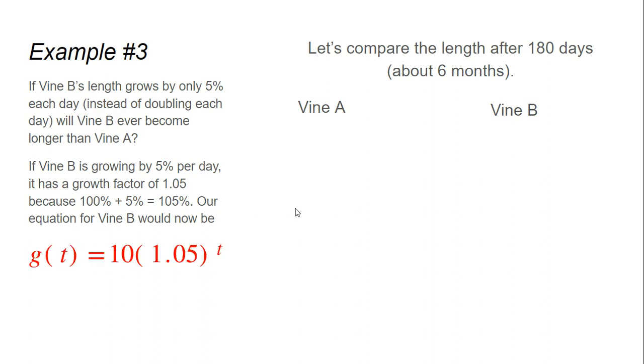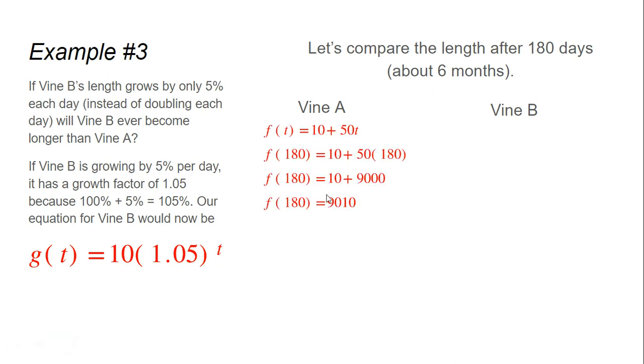So our equation for B, rather than 10 times 2 to the t, it's only going to be 1.05 here. So it's much, much less rapid than when there was a 2 there. But let's see what effect that has. After 180 days, let's go far out into the future, about half of a year. Vine A is going to only be about 9,000 feet.